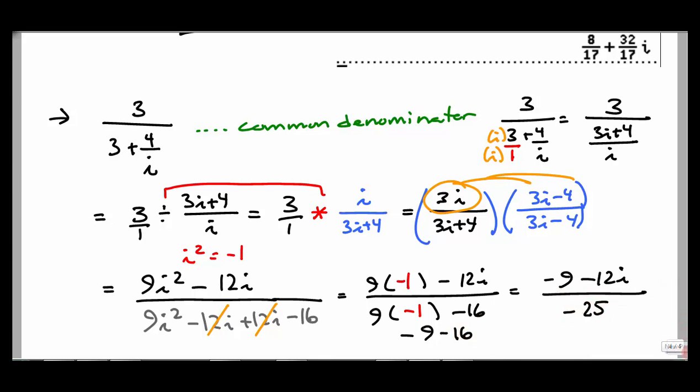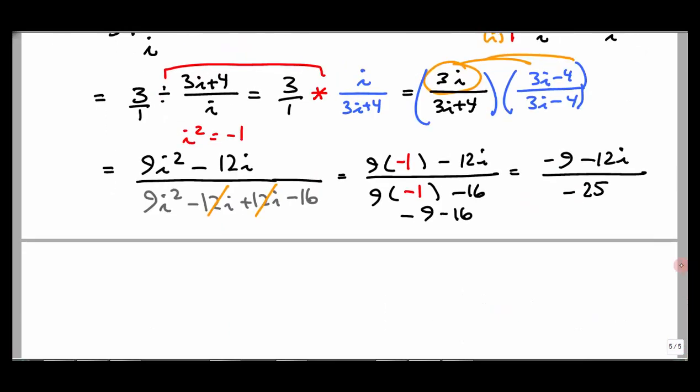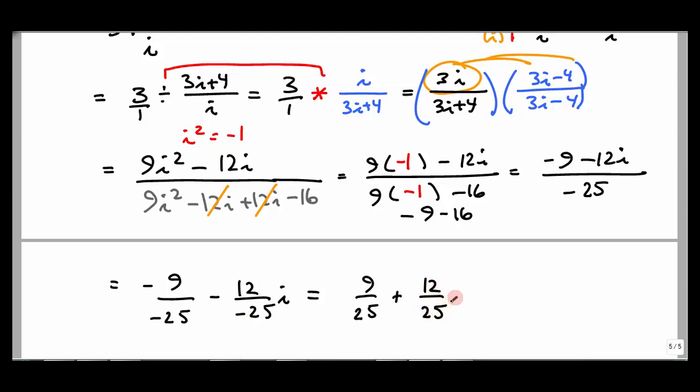Now this is not my answer because it has to be in a plus bi form. So I have negative 9 over negative 25, negative 12 over negative 25i. This is not my final answer either because a negative divided by a negative is a positive 9/25. Negative divided by a negative is a positive 12/25 i. This is my solution. Now 9 over 25, they don't have any common factors to reduce. 12 over 25, no common factors to reduce either.